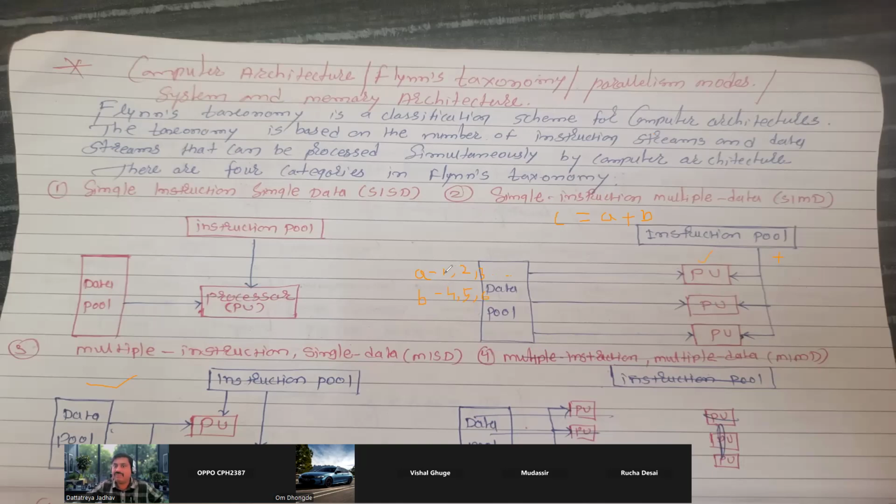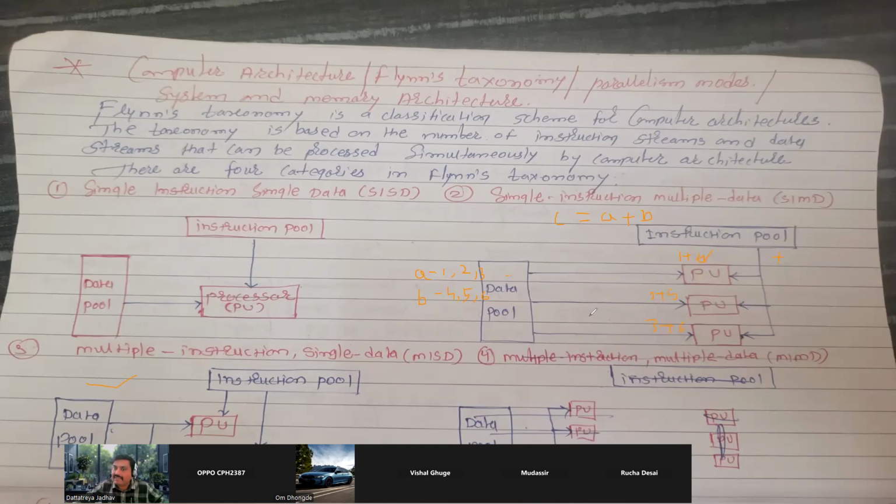The value of A is 1 and B is 4, so it makes the addition of 1 plus 4. Second will make the addition of 2 plus 5, the second data. Third will make 3 plus 6. So, do you understand? Only one instruction for all three processors to execute the addition.